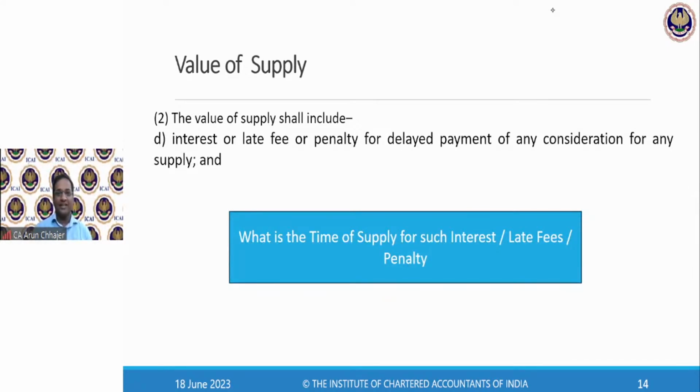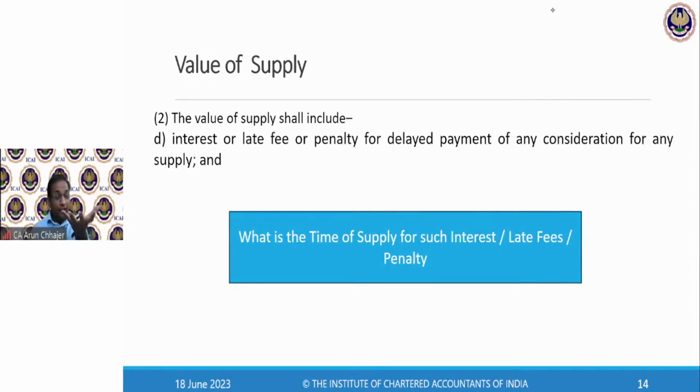You all have given the correct answer. What is the time of supply? We have discussed in the last class, on Friday. The time of supply of such addition in the value would be the date when it is actually received. Correct, on cash basis.